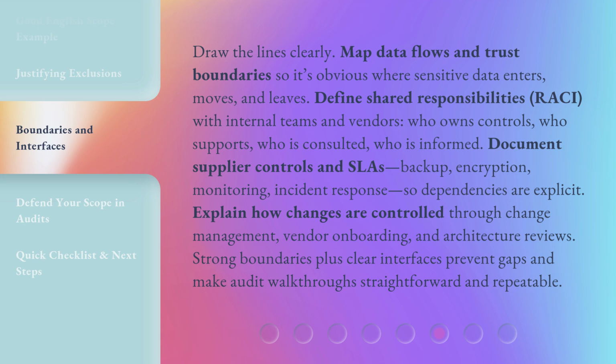Document supplier controls and SLAs, backup, encryption, monitoring, incident response, so dependencies are explicit. Explain how changes are controlled through change management, vendor onboarding, and architecture reviews. Strong boundaries plus clear interfaces prevent gaps and make audit walkthroughs straightforward and repeatable.